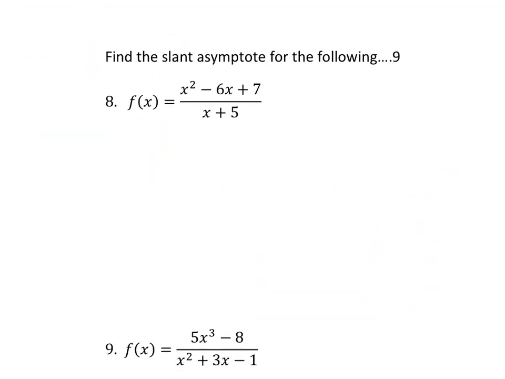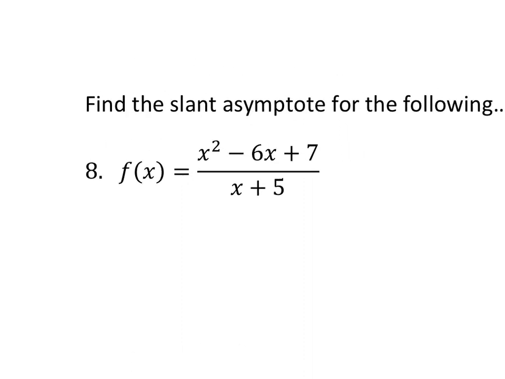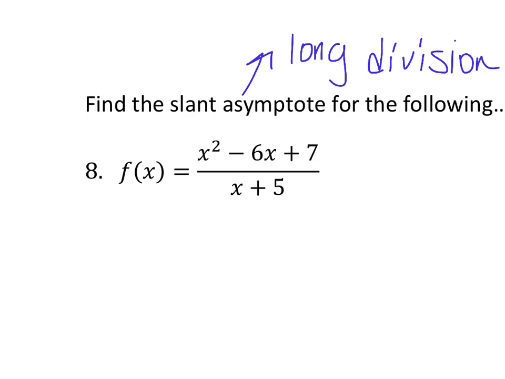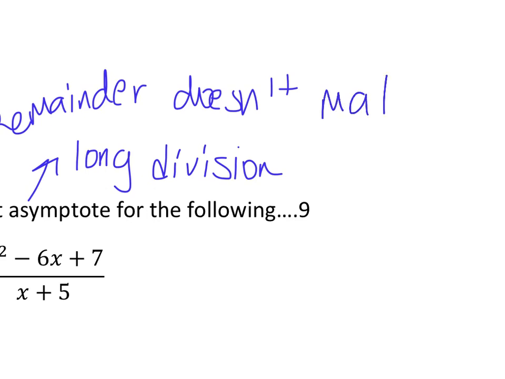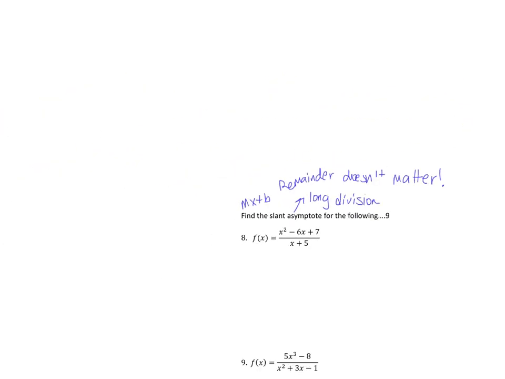All right. Long division. Slant asymptote. What do we have to use? Long division. Those of you who are like, I don't like long division, get over it. It's not that bad. Ooh, I like that. I love long division. All right, there's a couple things we got to pay attention to when we do these, so let's make sure. First of all, slant asymptote, all they're looking for is the mx plus b. Remainder doesn't matter. Don't worry about it. You can even stop if you don't want to, that's fine, but I'm just letting you know.